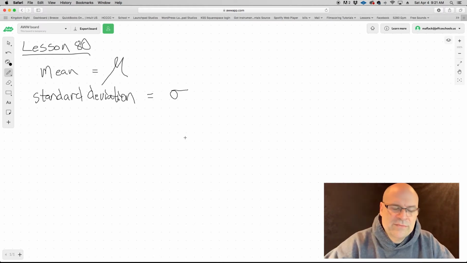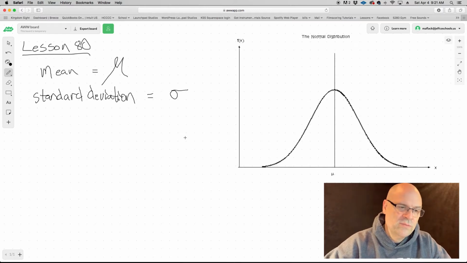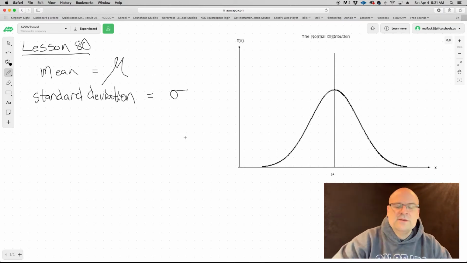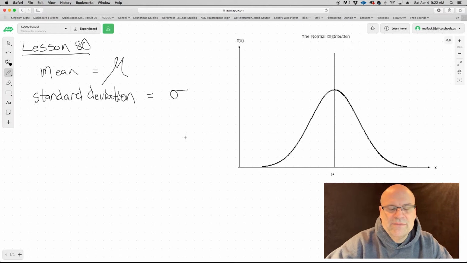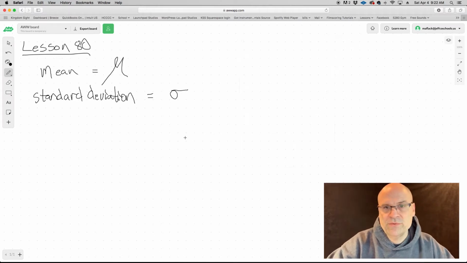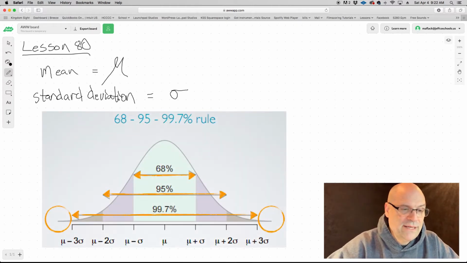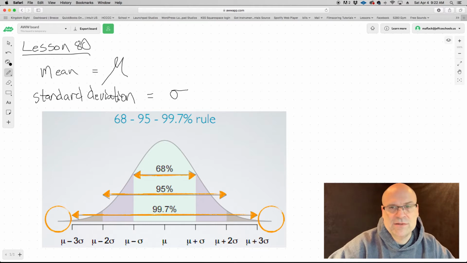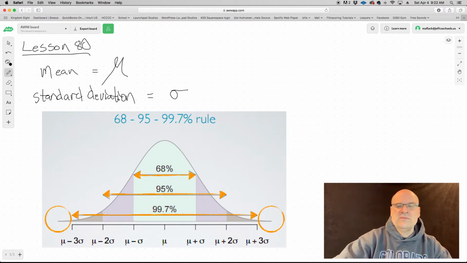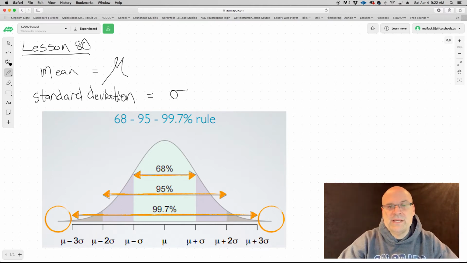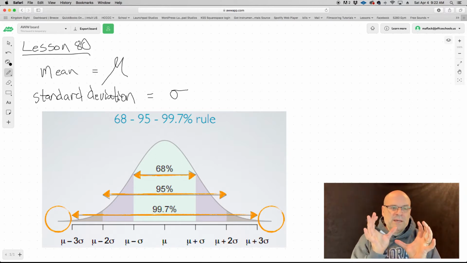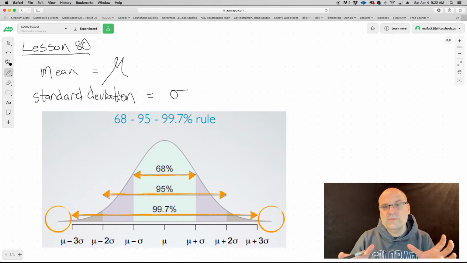This little diagram shows us what a normal distribution looks like. There's this thing called the 68, 95, 99.7 rule, which applies to normal distribution. Here's what it says. About 68% of the data lie within one standard deviation of the mean. So for example, if one standard deviation is 2, then 68% is going to be either 2 below the mean or 2 above the mean.